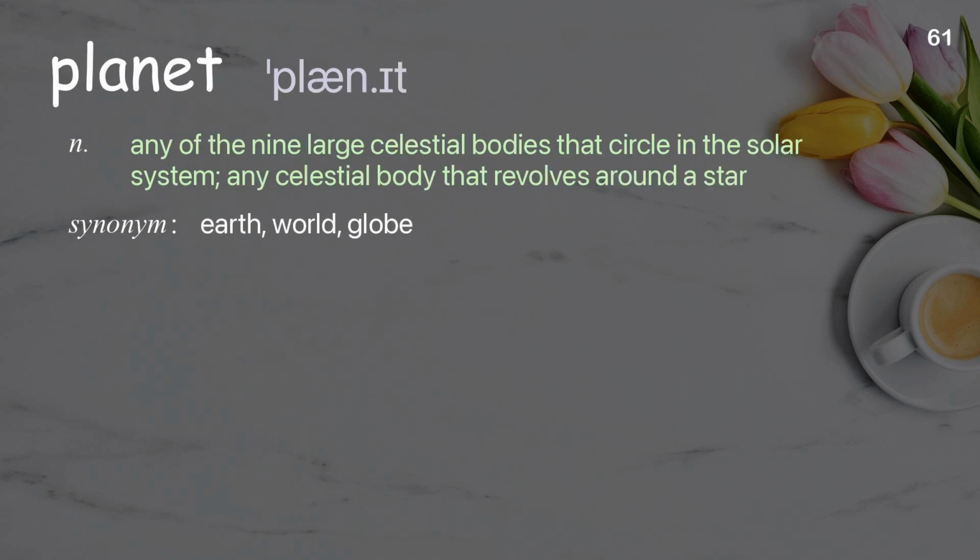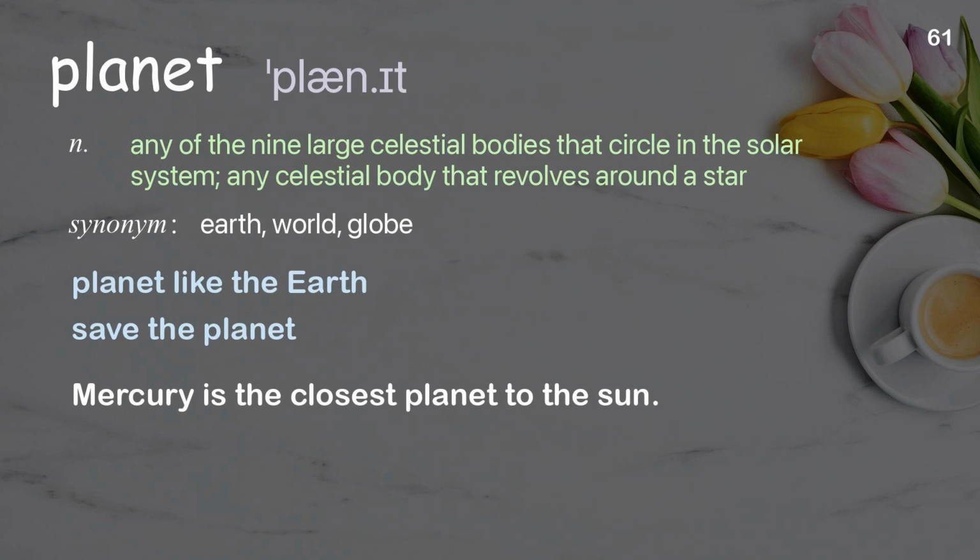Planet. Any of the 9 large celestial bodies that circle in the solar system; any celestial body that revolves around a star. Examples: Planet like the Earth. Save the planet. Mercury is the closest planet to the Sun.